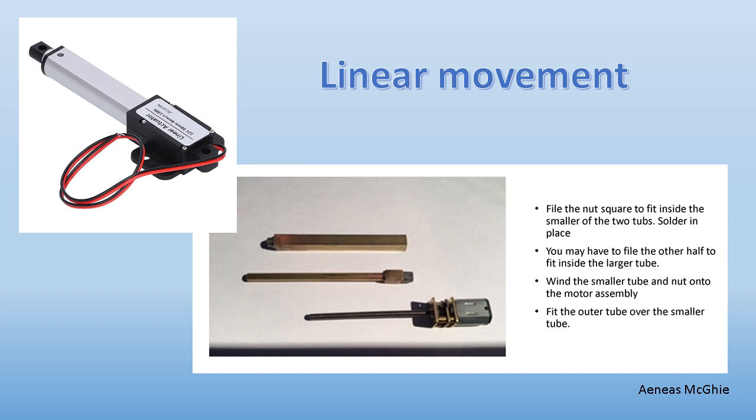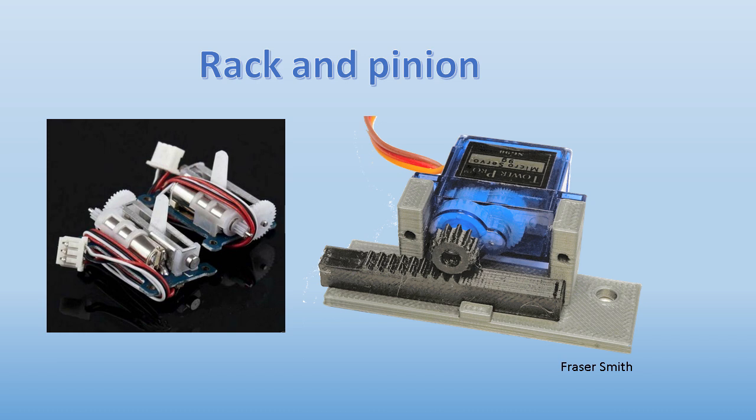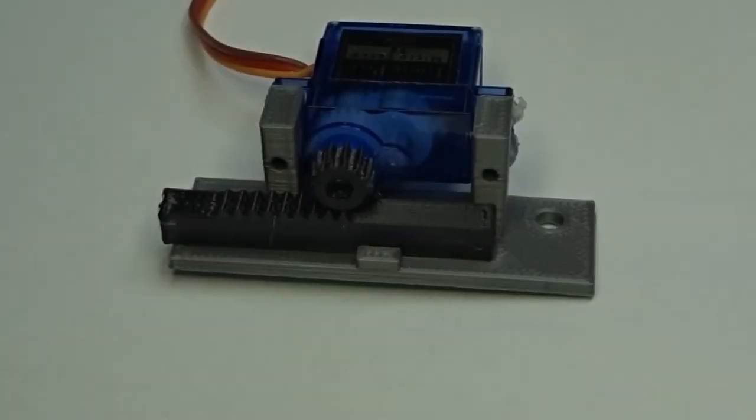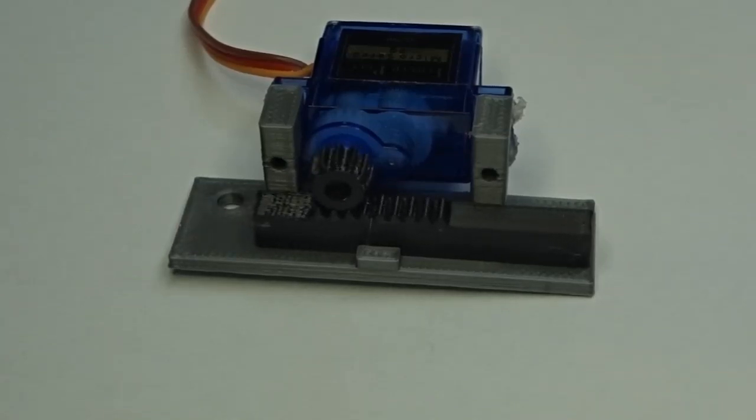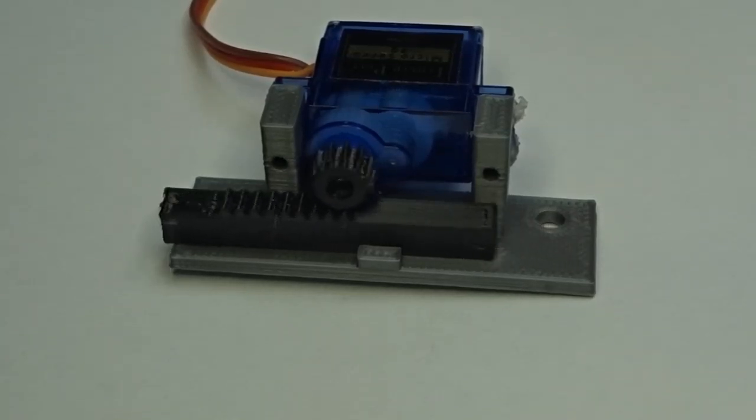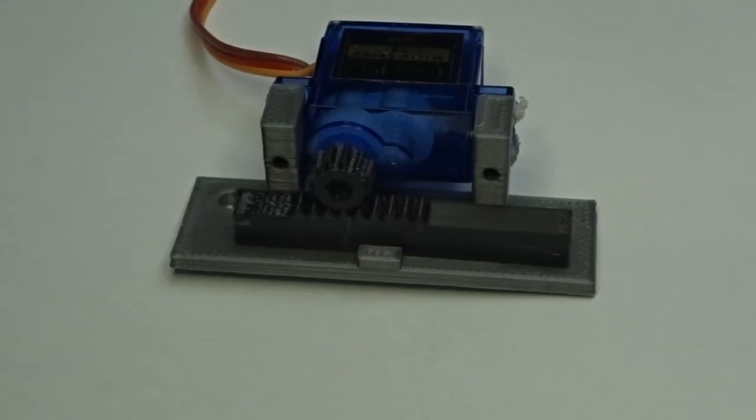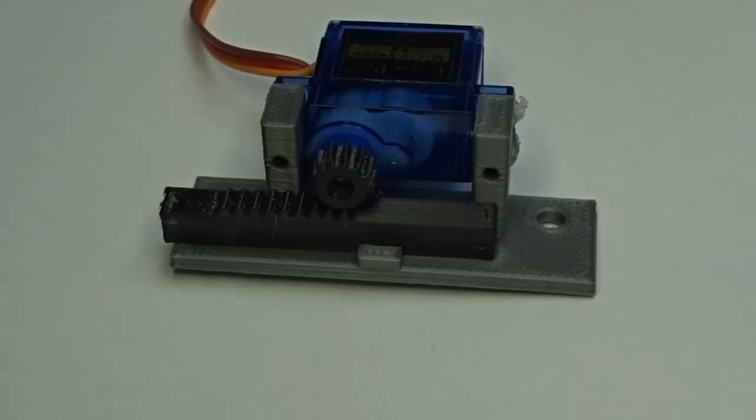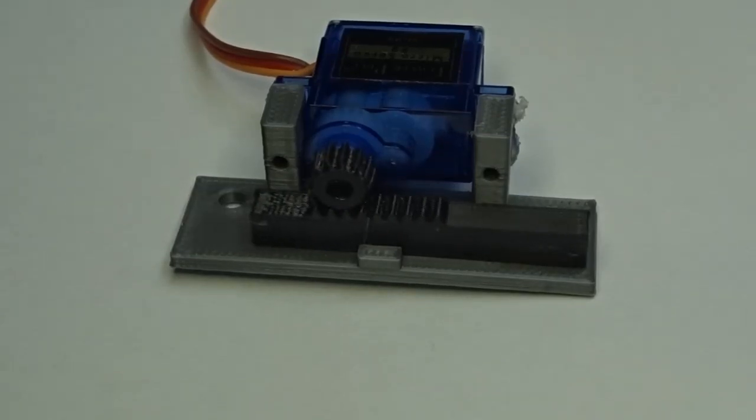Now you can buy tiny 3-gram linear servos which are designed for model aircraft use, and they provide small amounts of linear movement. Then Fraser designed a more powerful version by 3D printing a servo mount that drives a rack and pinion mechanism. So what can we use that for? Well, let's take a look at another example from our demo layout.